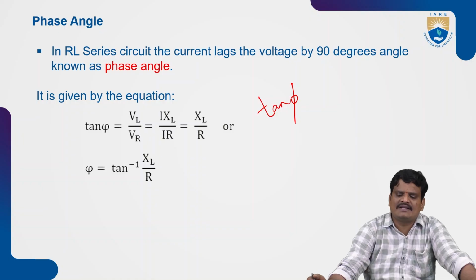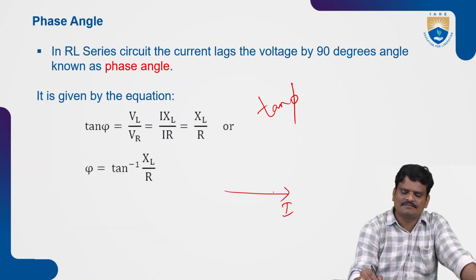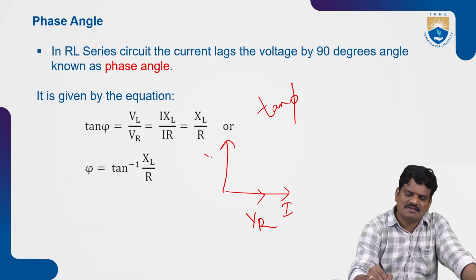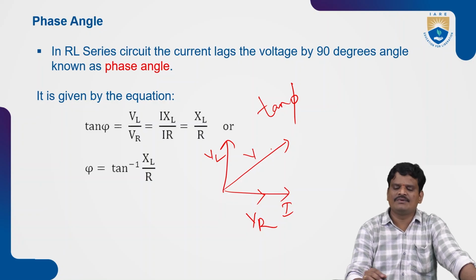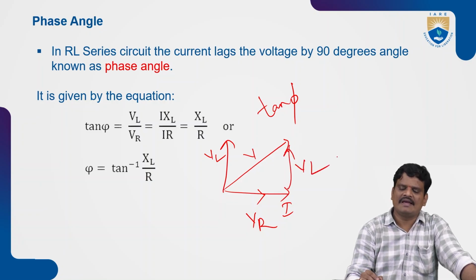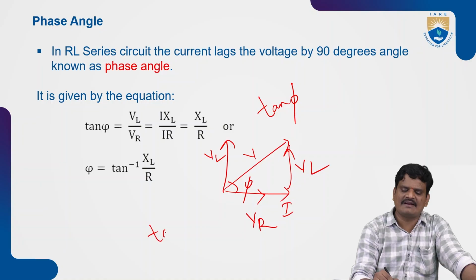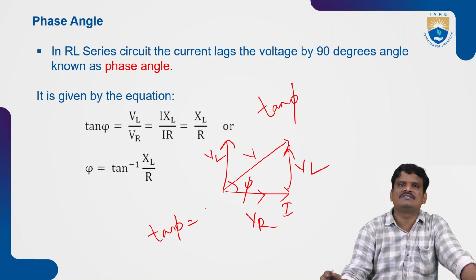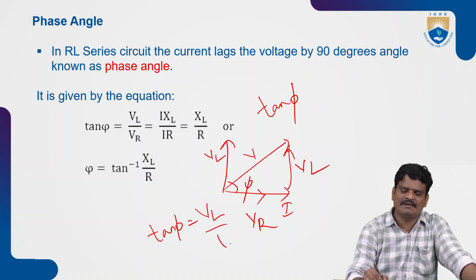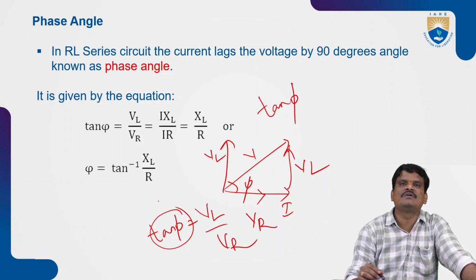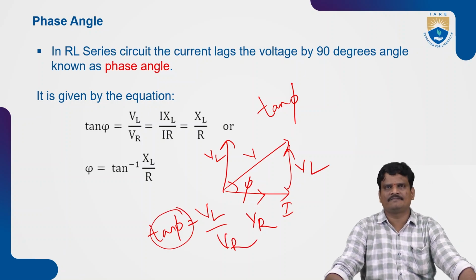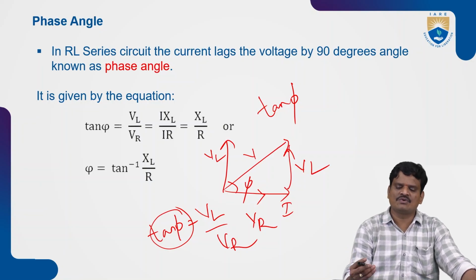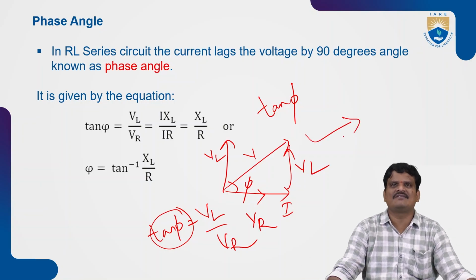Now by using the phasor diagram representation, where you have I, VR, VL, and V, what is the value of tan phi? Tan phi is opposite side by adjacent side, that is VL by VR, where tan phi is used to represent the phase angle of the given circuit. So from the phasor diagram, tan phi equals VL by VR.